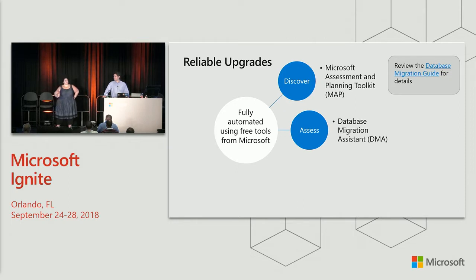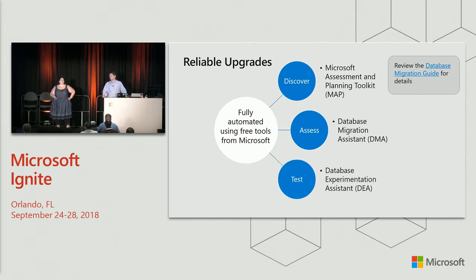So the next part is the assess phase. So the tool we're going to talk to you about today is called the Database Migration Assistant, or the DMA. And this is used to do that initial assessment that Pedro was talking about, where we look through the database and we look through your code to see if there is anything that might potentially be a deprecated feature or a migration blocker. And then the last one is the test phase, for which we will recommend the Database Experimentation Assistant, or the DEA. And all of these are covered in this database migration guide.